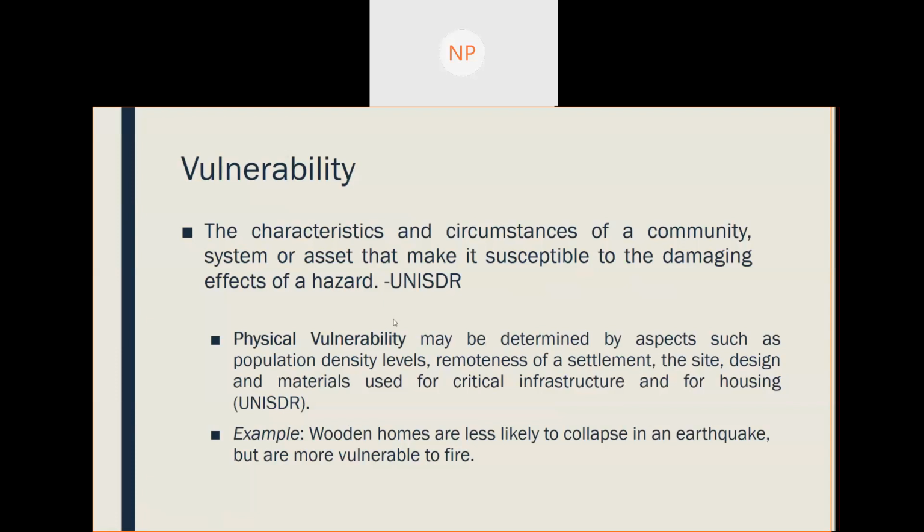If the floodwater stays there for 1 month, obviously the RCC house, if it is constructed in a proper way, will be able to withstand this hazard, but the bamboo house probably will not be able to withstand it if it is going to prolong for another 1 month. So that means your vulnerability increases, right?